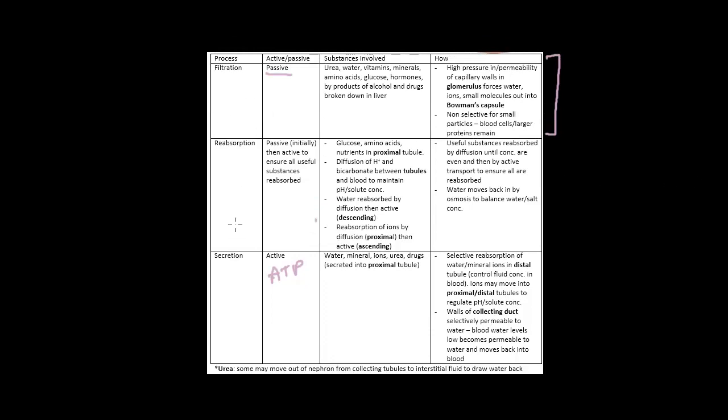But mainly, it's just trying to show which processes require what type of transport, if it's active or passive. The main thing you should take away is that filtration is passive, which means that it requires no energy. Reabsorption is also passive initially, which means it requires no energy in the beginning, but later on it might require energy for all the other substances to get reabsorbed. And secretion is active transport, which means that it requires energy because it's moving from a low concentration to a higher concentration, against the concentration gradient, and therefore requires ATP, which is a currency for energy in the body.